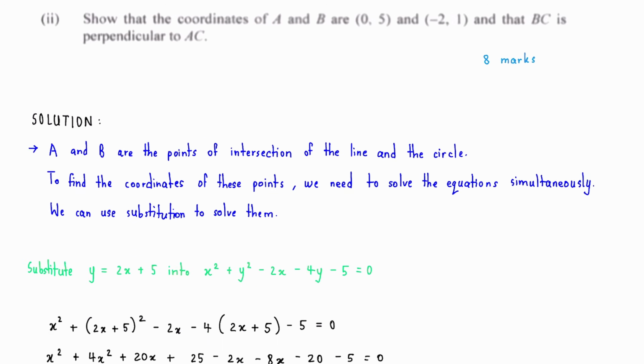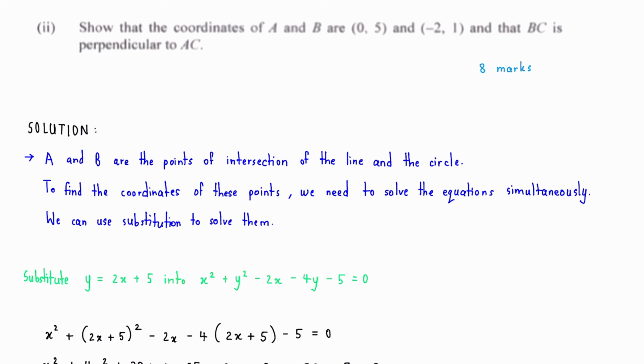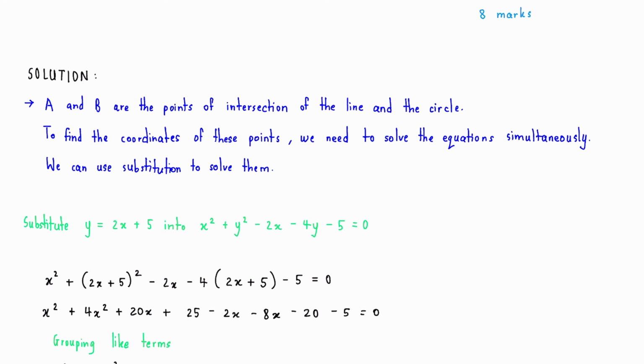Now we have something for 8 marks. It says to show that the coordinates of A and B are 0, 5 and minus 2, 1, and that BC is perpendicular to AC. Okay, so let's take this slowly. We need to map out keywords here first, right? So let's look at the solution. A and B are the points of intersection of the line and the circle, right?